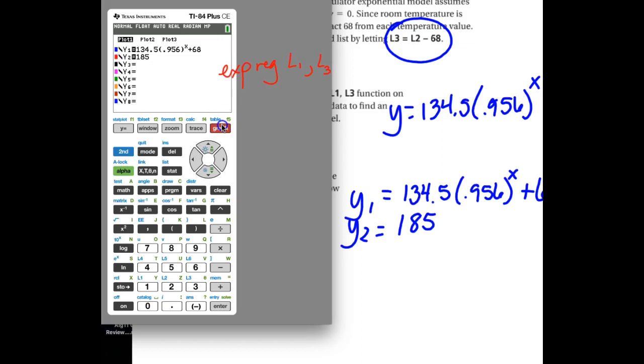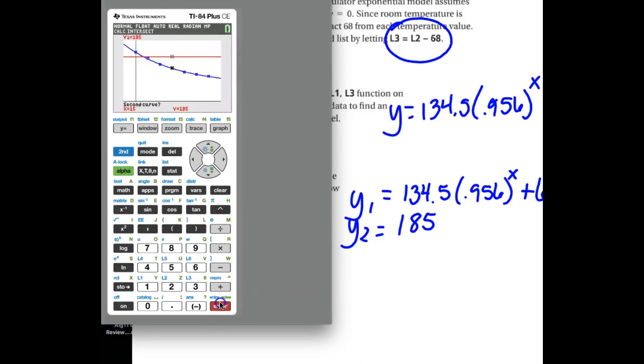All right, so when we graph it, now you can see that we moved that curve back up to the 68 degrees higher that it should have been. We're looking at the red line coming across at 185. How do we find that exact point where they intersect? Second trace, yep. Second trace, we want to do option 5, intersect, and enter, enter, enter. So we're ending up with it reaching 185 degrees at about 3.1 minutes.